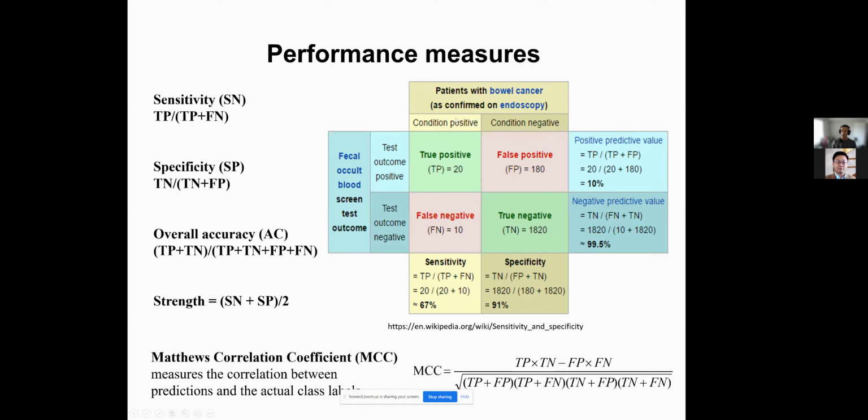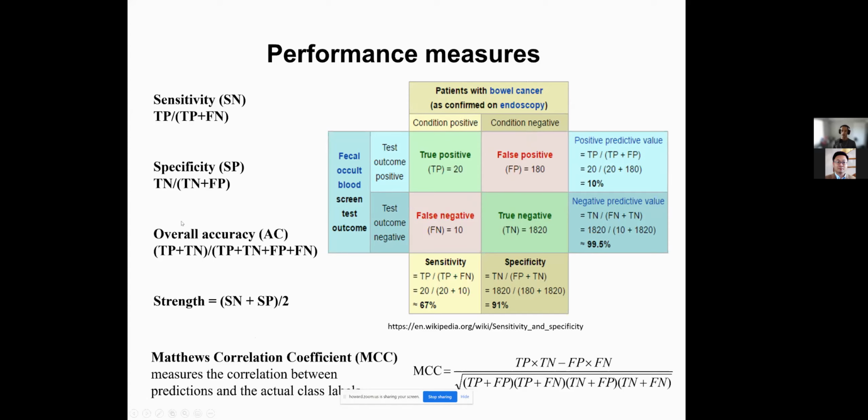So the actual case is this person has cancer. The test predicts it's cancer, so that's a true positive, right? The truth is the person has cancer, but the test says negative. That's a false negative, right? Same thing: the truth is it's negative, the test says it's positive. That's a false positive, right? And so that's how you go.